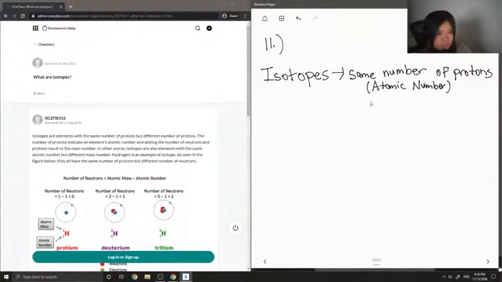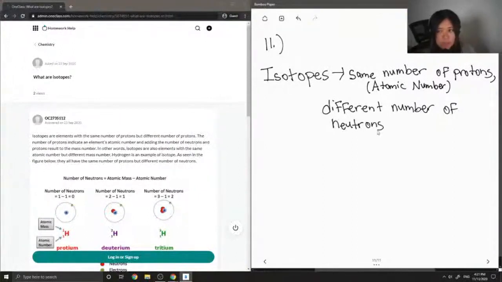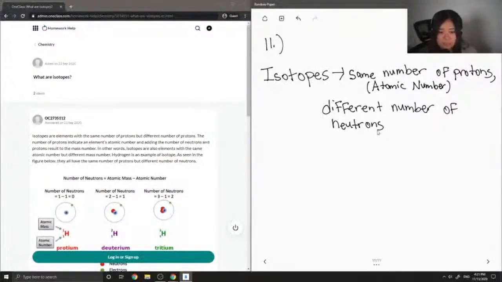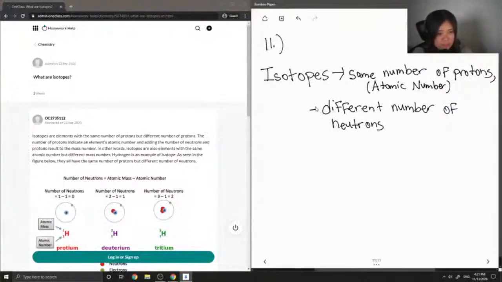But in the case of isotopes, they would have the same number of protons, but what makes them different is that they have a different number of neutrons. Neutrons don't have a charge, unlike protons or electrons. Protons have a plus charge and electrons have a minus charge, but neutrons are neutral. But they also have a significant weight to them.